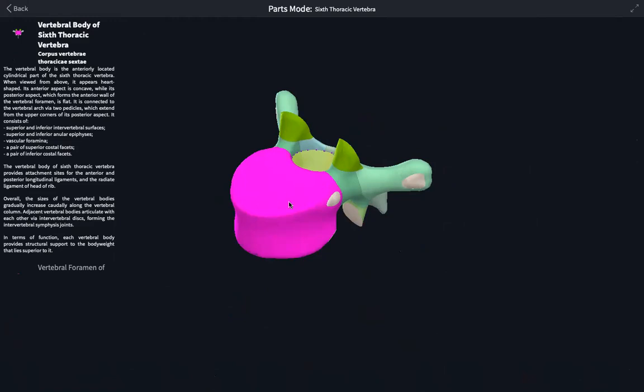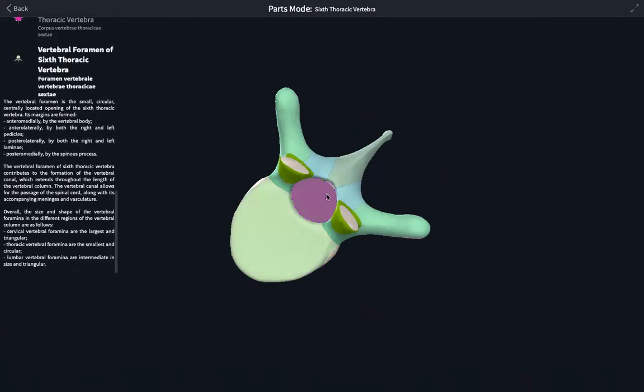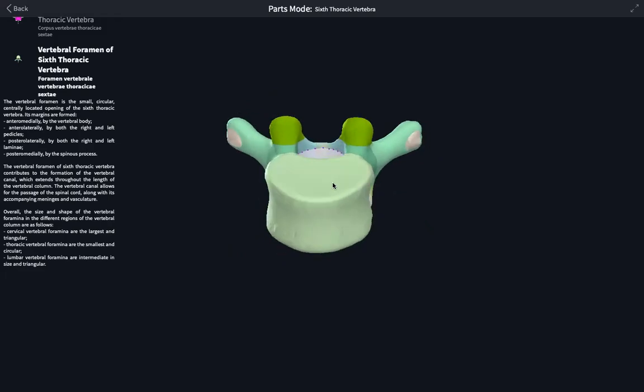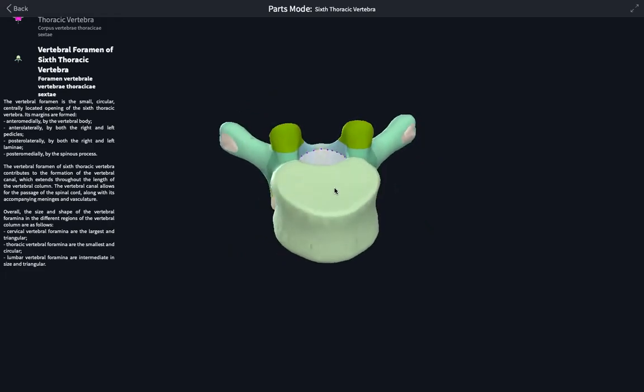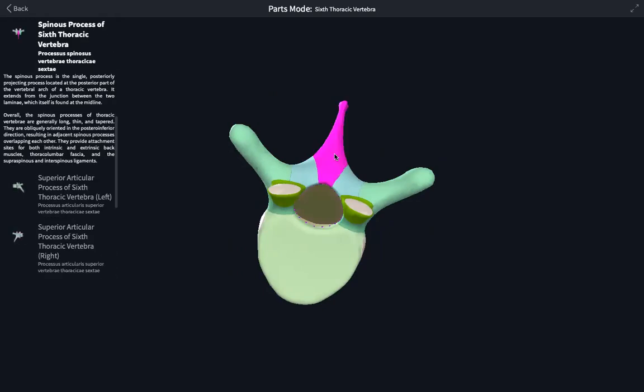Then in the center, you can see this, which is highlighted in purple. That is the foramen. Foramen means an opening, also called the neural canal. Now, under natural conditions, the spinal cord passes through the neural canal. Are you getting it? Now this is the actual position of the bone in the body. And this is the neural spine. This pink colored portion is the neural spine.